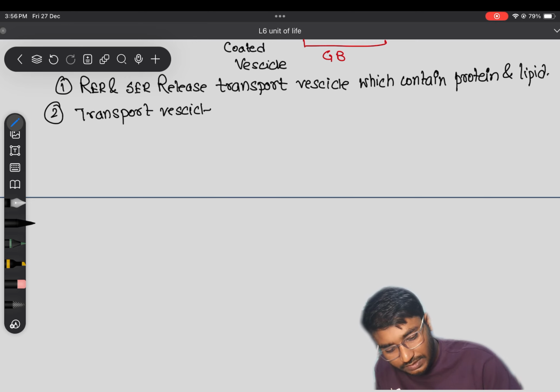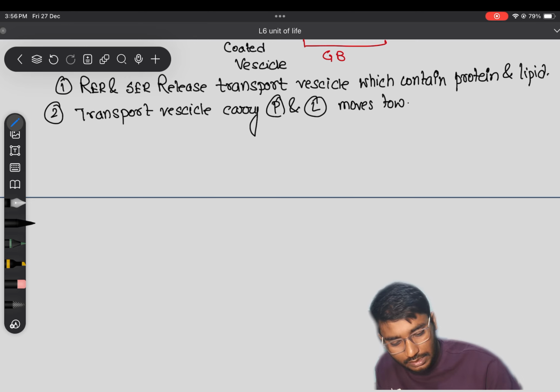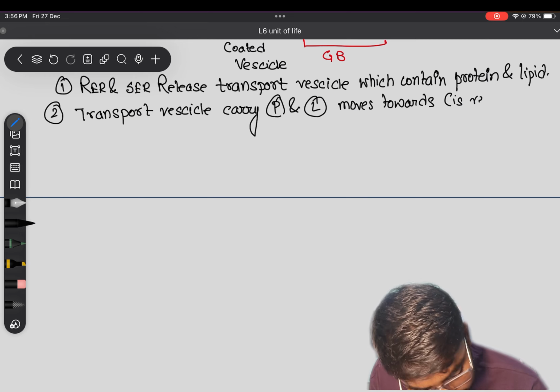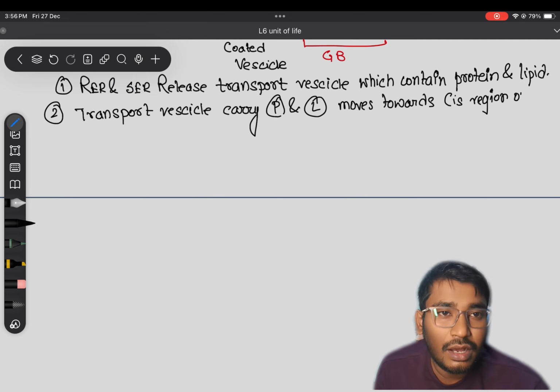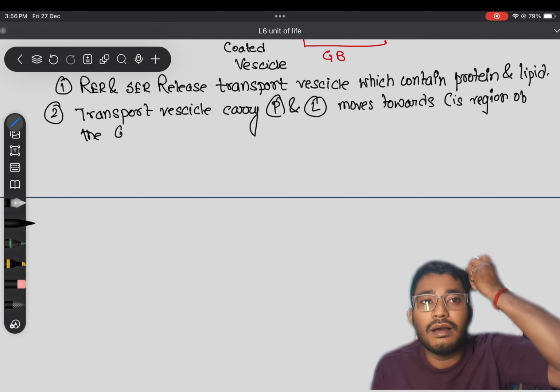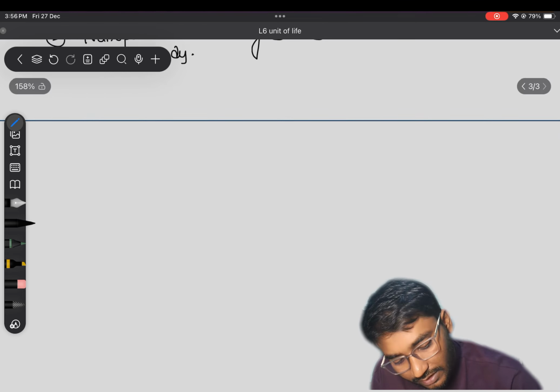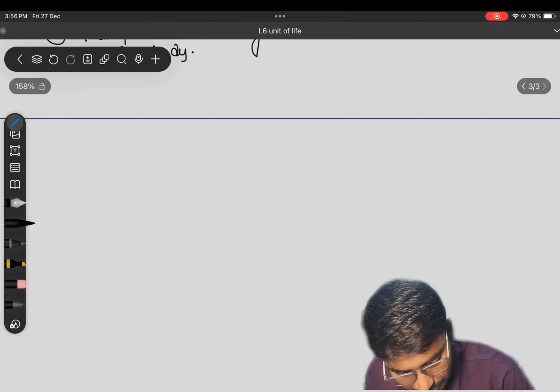2. Transport vesicles carry P and L, that is the protein and the lipid, and move towards the cis region of the Golgi body.